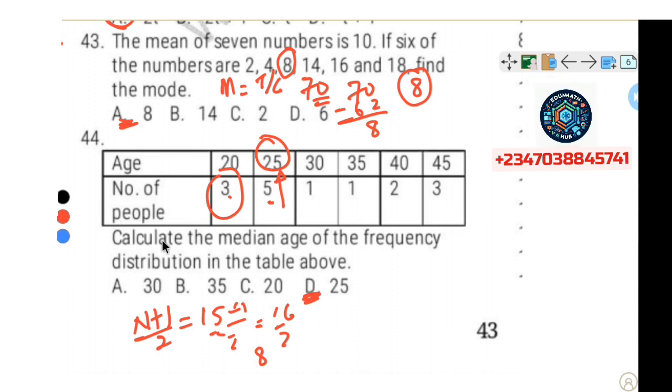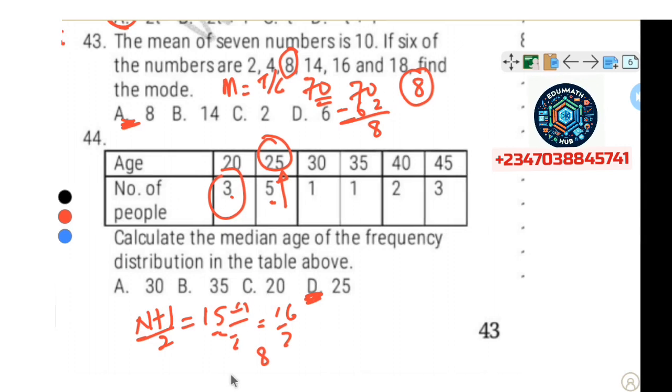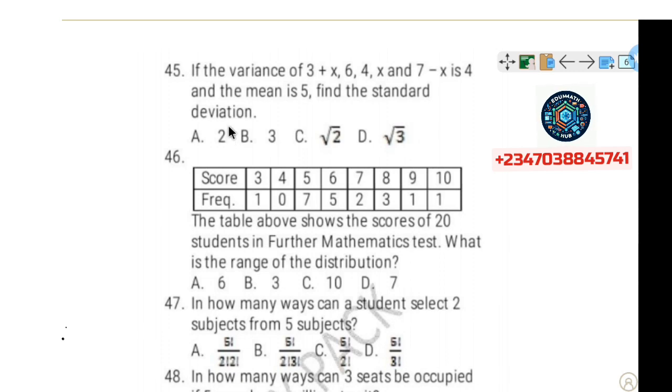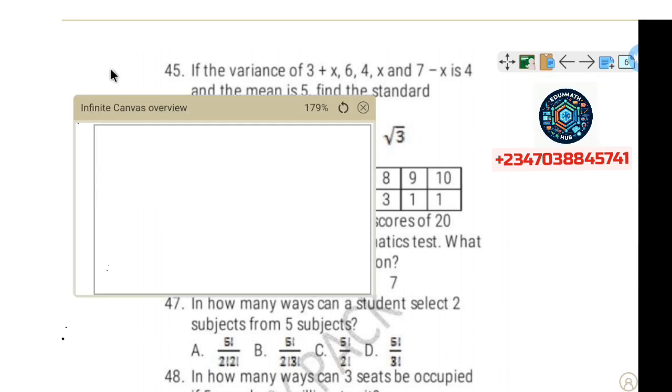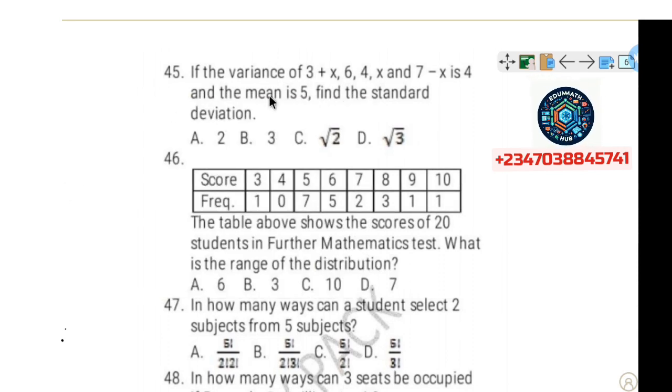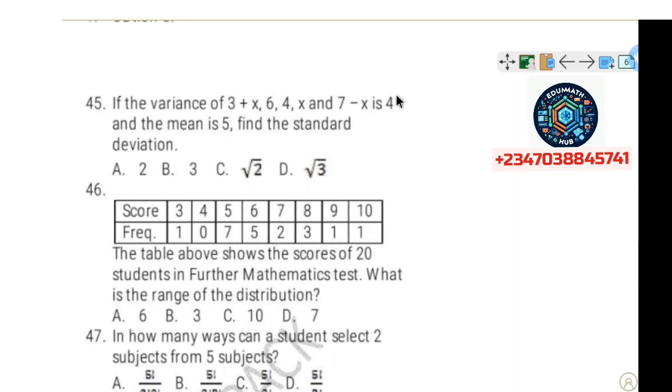Okay, so let's move to the next part. This is number 45. If the variance of 3 plus x, 6, 4, x, and 7 minus x is 4, and the mean is 5, find the standard deviation. For this question, you have to look for the standard deviation, but you just need to check the question very well. You can see that they have given you the variance already. The variance is 4.